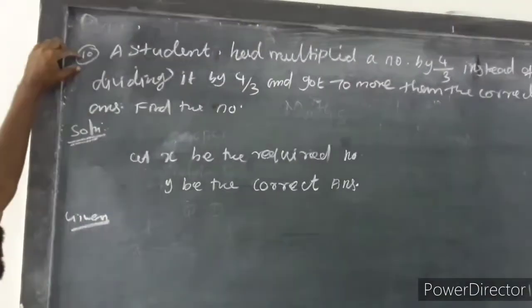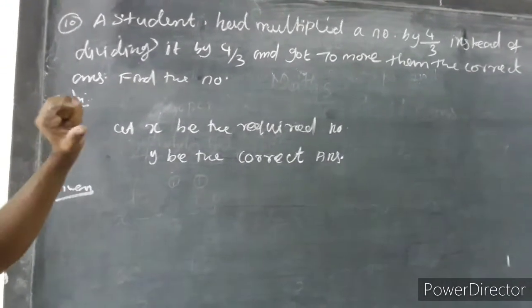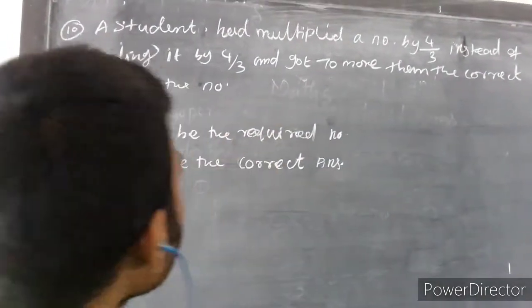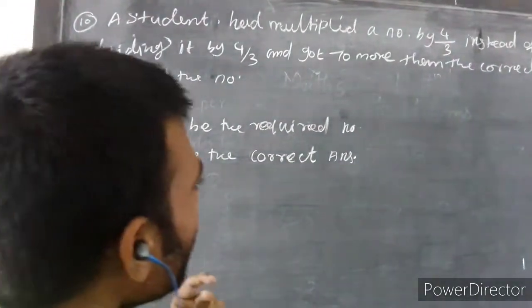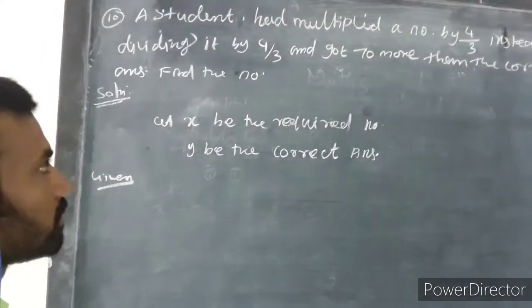Students, next question. A student had multiplied a number by 4 by 3 instead of dividing it by 4 by 3 and got 70 more than the correct answer. So find the number. Right.